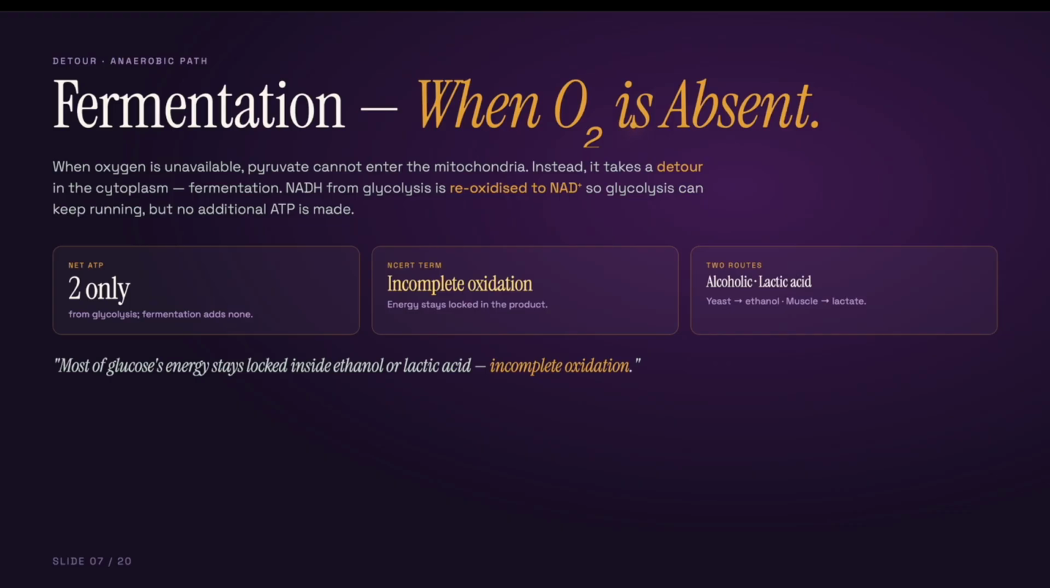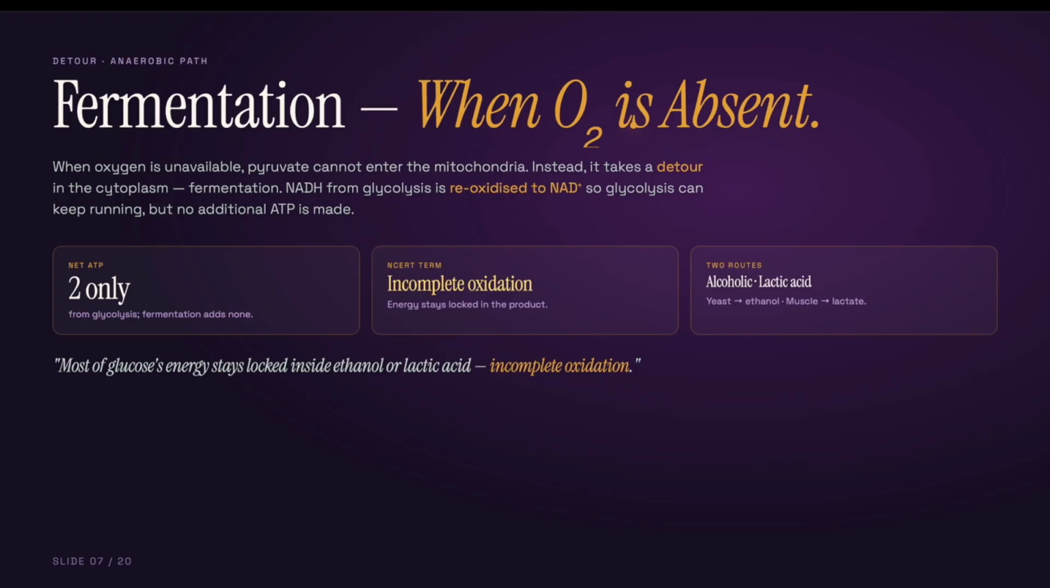On the right, lactic acid fermentation. Here, pyruvate directly picks up electrons from NADH and becomes lactic acid. No CO2 is released. This happens in our muscles during intense exercise and in some bacteria. The critical points at the bottom. Both types yield only 2 ATP from the glycolysis step.